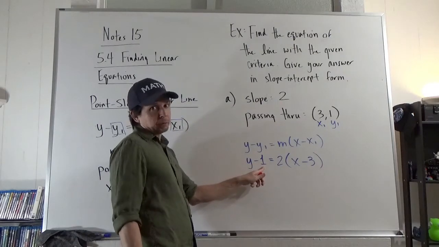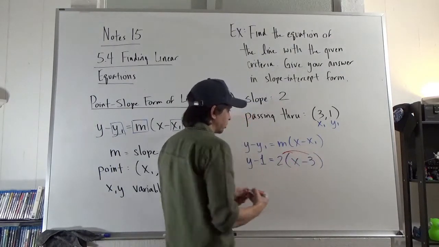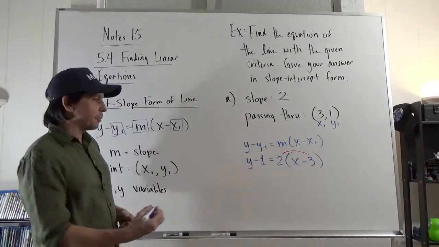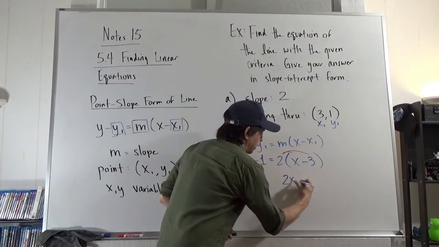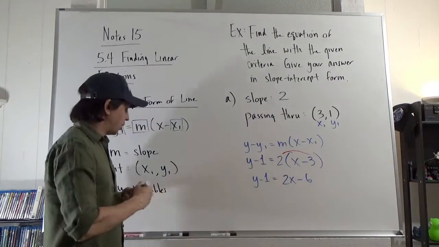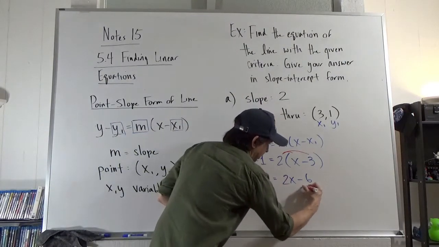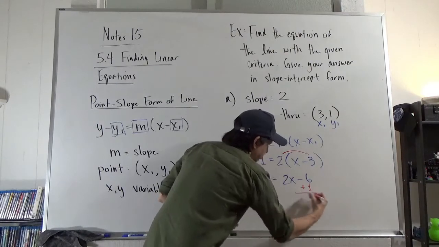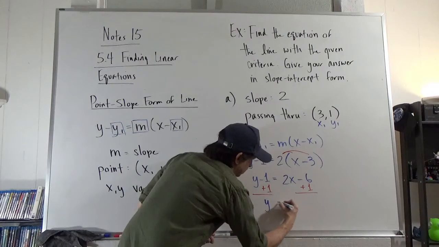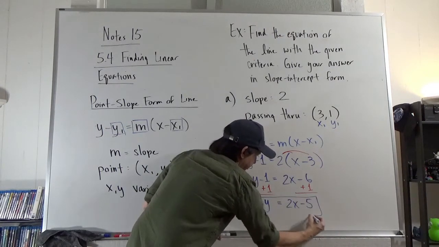I will be moving that one over eventually, but before that, let me just get rid of these parentheses. There's no parentheses in y is equal to mx plus b, so we'll get rid of it by distributing. It's going to be 2x minus 6. And now I'm ready to add the 1 to both sides to get rid of it on the left, leaving y by itself on the left. I get y is equal to 2x minus 5.